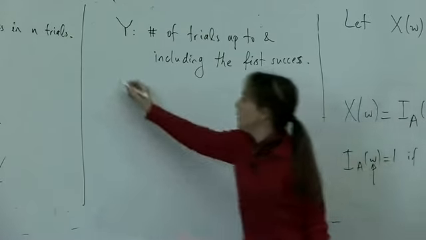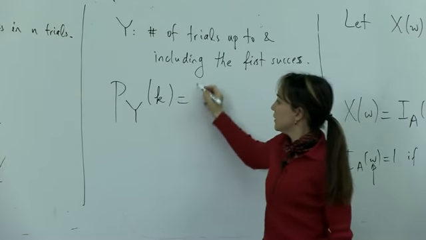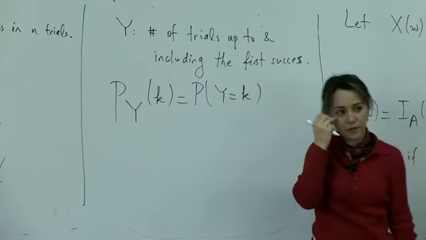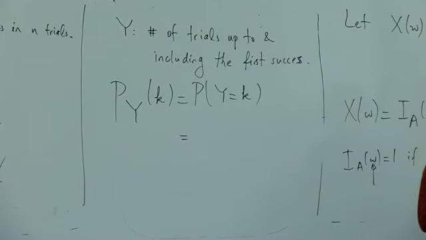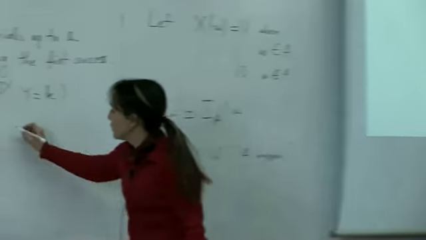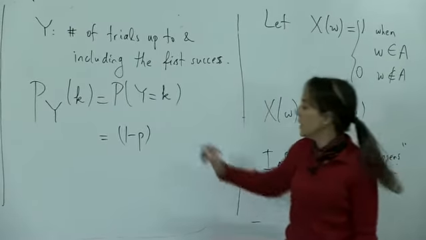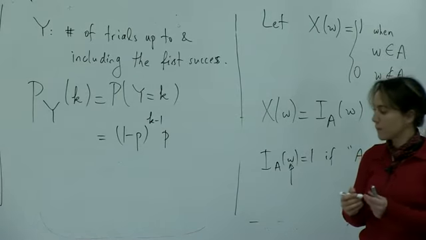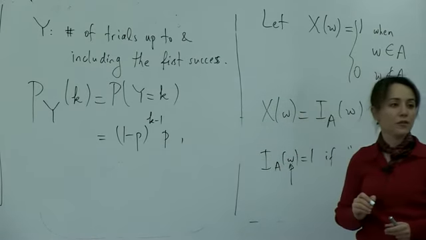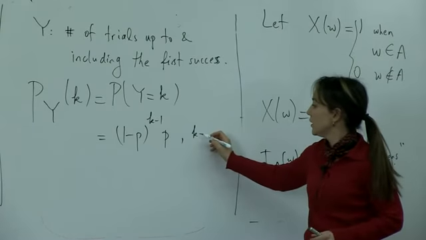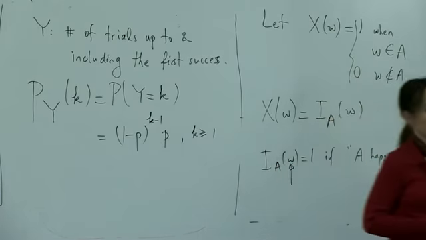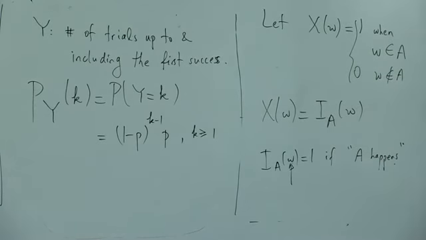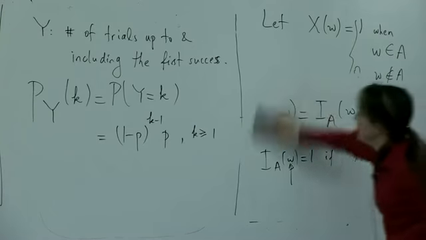What is the probability that Y is equal to k? This is the probability that there are k minus 1 failures followed by a success. The probability of a failure is 1 minus p. So (1 minus p) to the power k minus 1, times p. For which values of k? k bigger than or equal to 1. Let's plot this. Any questions about this?